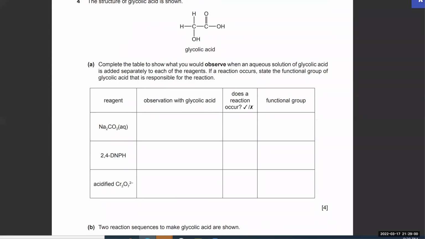So is all of this clear so far? Siddha, Raid, Osma, Mahad, is this clear?